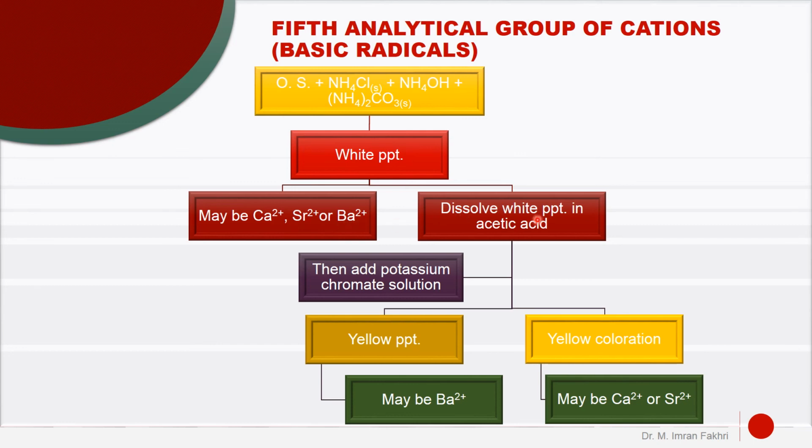We have to dissolve this white precipitate in acetic acid, and after dissolution, we have to add potassium chromate solution to the resulting solution, or to the dissolved precipitates. With the addition of potassium chromate solution, if a yellow precipitate is obtained, this means that our salt contains barium 2+ ion. If yellow coloration is obtained, with no precipitate, only yellow coloration, this means that the given salt contains calcium ion or strontium ion.